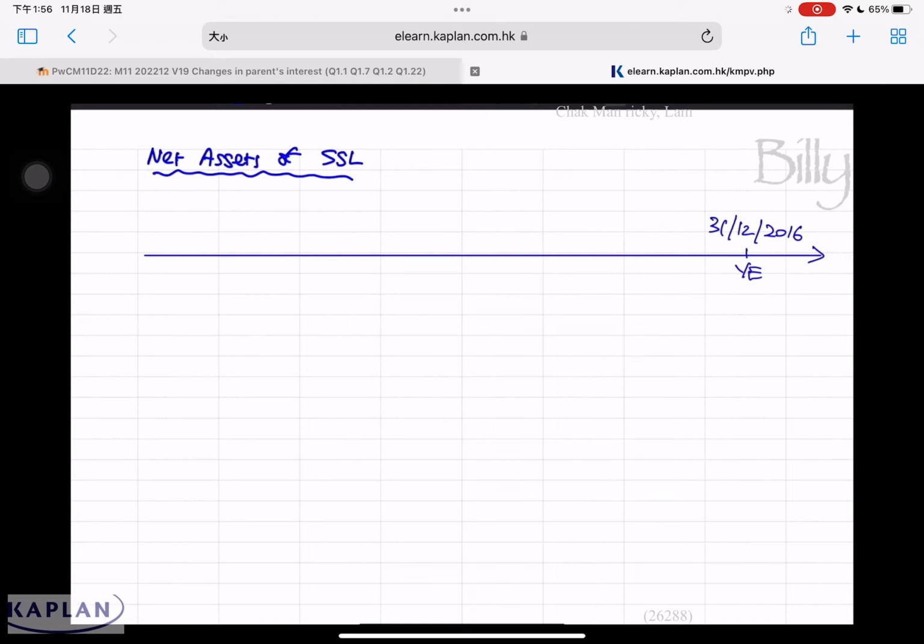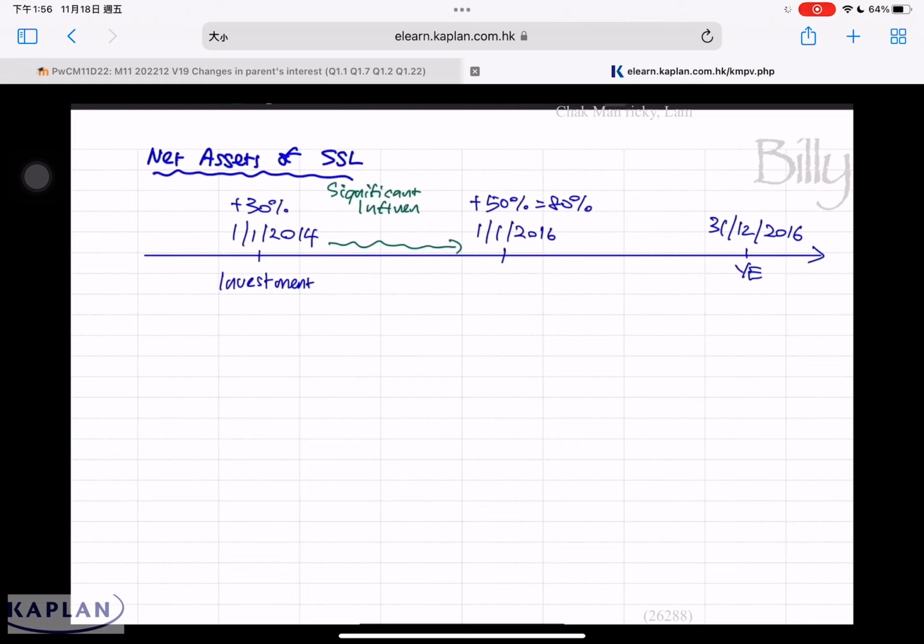The first time PPL acquired SSL is on 1st Jan 2014. This is the date of the investment, equal to 30%. On 1st Jan 2016, PPL acquired another 50%, equal to 80%. For the first 2 years, 30% normally represents significant influence, so the first 2 years is considered as an associate.